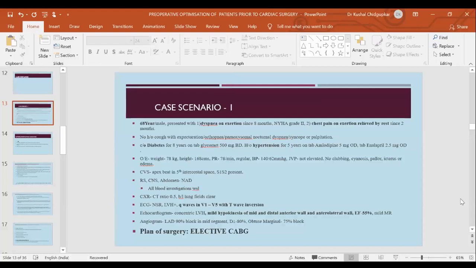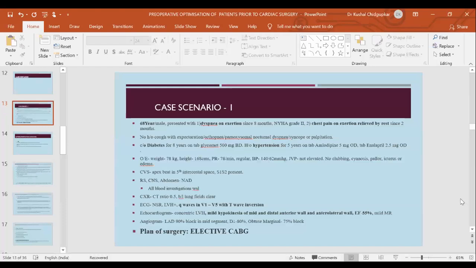Where is your patient? One thing is the patient is hypertensive as well as diabetic. He's been diabetic for the last 8 years on tablet Glycomet 500 mg BD. If it is a well-controlled diabetes, then it's a good thing, sir. If it is not controlled, then insulin can be added, or the oral hypoglycemic agents can be further modified in order to have good control of blood sugar perioperatively. And the patient is hypertensive for the last 5 years, and he is on amlodipine and enalapril. Enalapril is an ACE inhibitor.